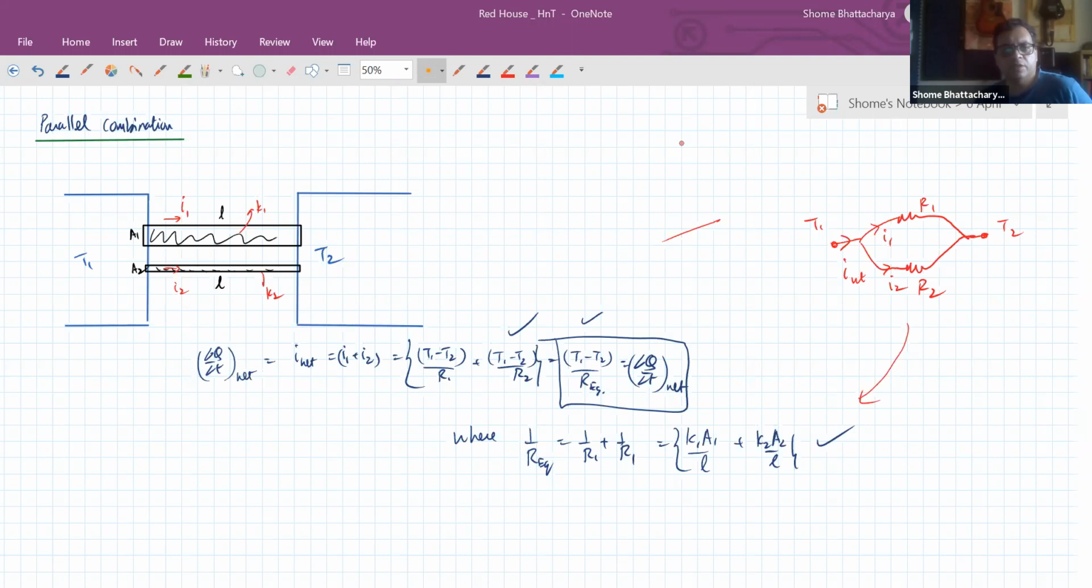R1 is not equal to R2 beta. Lengths are equal. R1 is not necessarily equal to R2. It can be equal if it's designed in that way. And if R1 is equal to R2, then I1 will be equal to I2. So each of the branches will have half the total current.